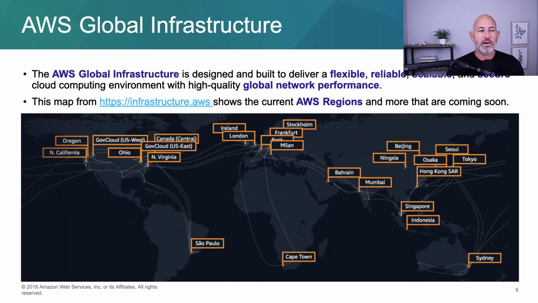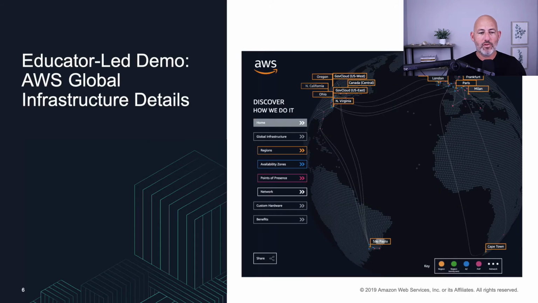Let's talk about global infrastructure. It's designed to be flexible, reliable, and scalable. In a nutshell, you can see all these different regions in the world: Northern California, the East Coast of the United States, South America, Europe, Asia. All these things you can use to build a global infrastructure on day one. And that's one of the great things about using AWS.